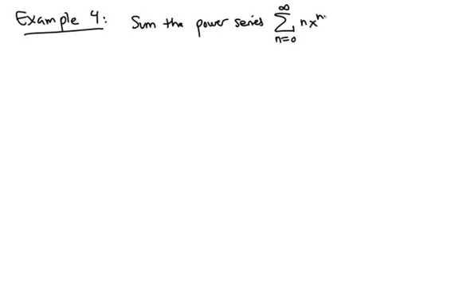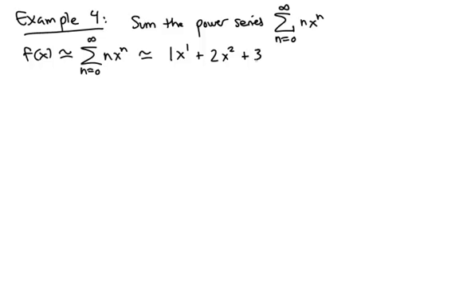Let's sum the power series, summation n going from 0 to infinity of n times x to the n. In other words, we want to find a function whose Taylor series is summation n going from 0 to infinity of n times x to the n, which if we write out is going to be, let's see, n equals 0 gets me a 0. Then I have 1x to the first plus 2x squared plus 3x cubed plus 4x to the fourth, and on down the line.